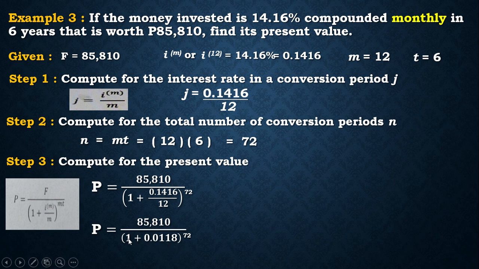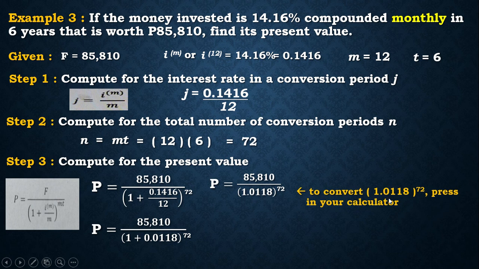Ito po, i-add po muna natin to, pero ito po, wala po tayong gagalawin. So, pag in-add po natin ito po ang lalabas. 85,810 divided by 1.0118. In-add po natin yung 1 plus 0.0118, kaya naging 1.0118. Still, ang exponent natin ay 72. Ang next step po, i-convert po natin tong denominator. Okay? For us to convert the denominator, ito po ang mga dapat nating i-press sa calculator.